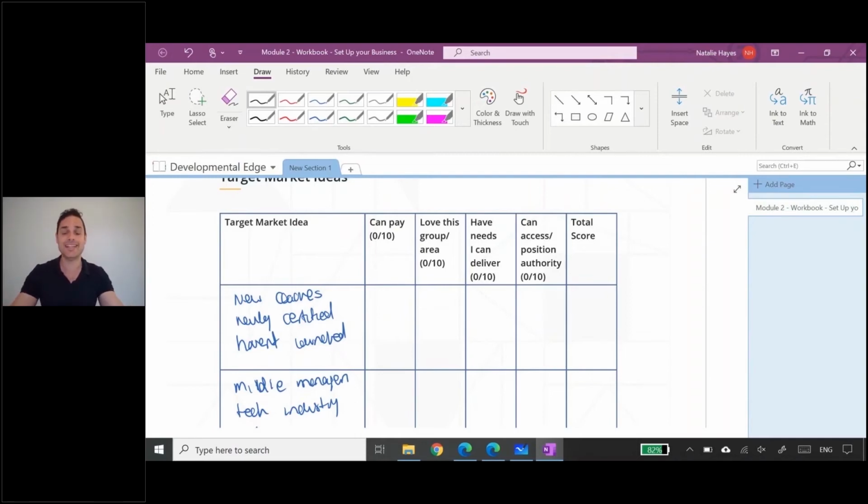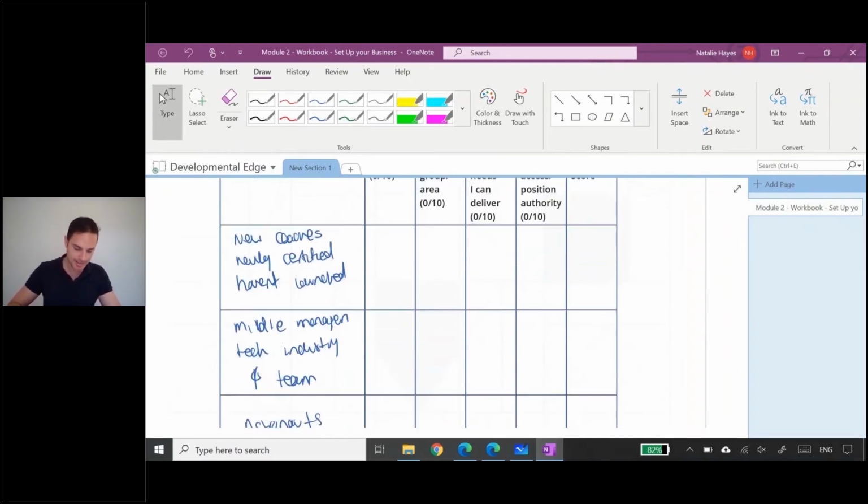Number 3, do they have needs that I can deliver to? It's no good picking a niche if they have lots of money, you love working with them, but they've got problems you can't solve. That's not a good fit. And of course, the final one is a bit of a bonus. It's not a deal breaker, but it is important. Can I access this market? Can I position myself as an authority?